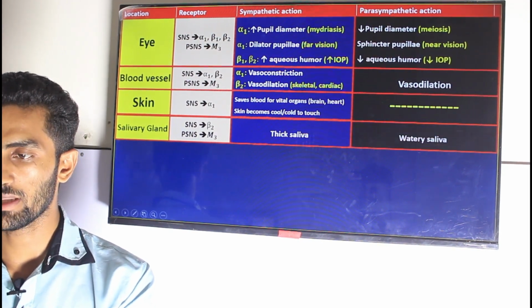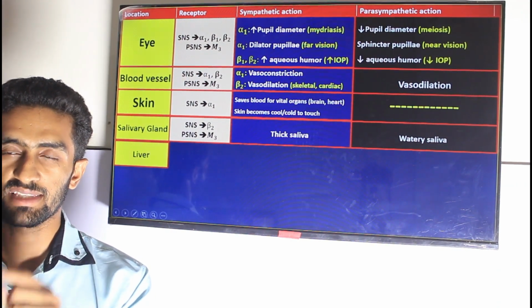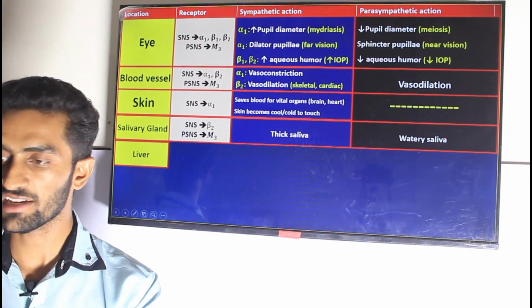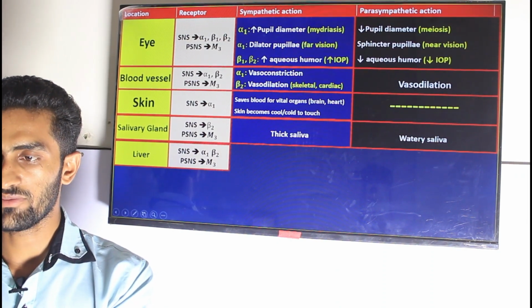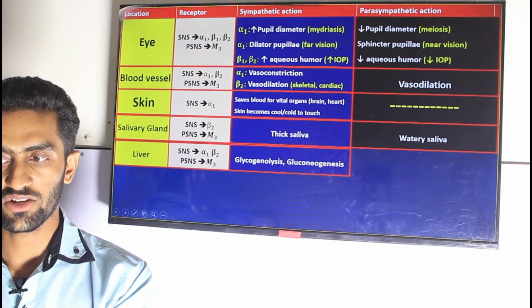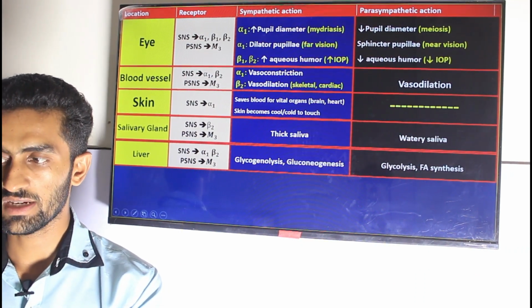while watery saliva is for the parasympathetic. So in both conditions, your secretion, in the sympathetic as well as in the parasympathetic, is going to increase, but the difference is in the thickness. In the liver, alpha 1 and beta 2, and parasympathetic M3: alpha 1 and beta 2 cause glycogenolysis and gluconeogenesis and increase the glucose level, while the parasympathetic decreases the glucose level.